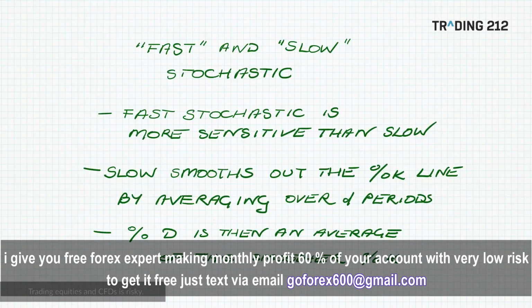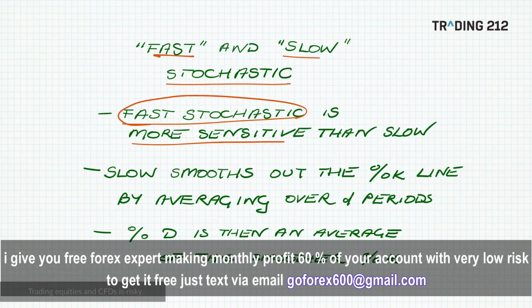And finally, let's talk about the difference between fast and slow stochastic. So the stochastic calculation that we've run through so far is for what is known as the fast stochastic in Trading 212's app. Now, I've mentioned before that one of the problems with oscillators can be the false signals that they give. Basically, the slow stochastic is an attempt to try and reduce the number of false signals. So the difference between fast and slow then is about sensitivity. The fast stochastic is more sensitive than the slow stochastic oscillator.